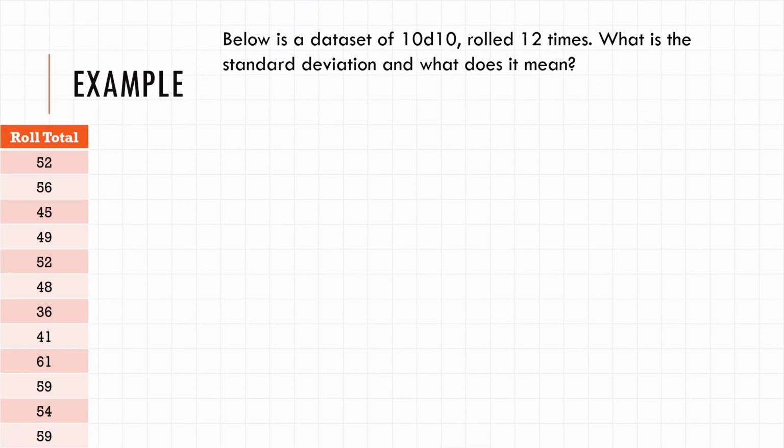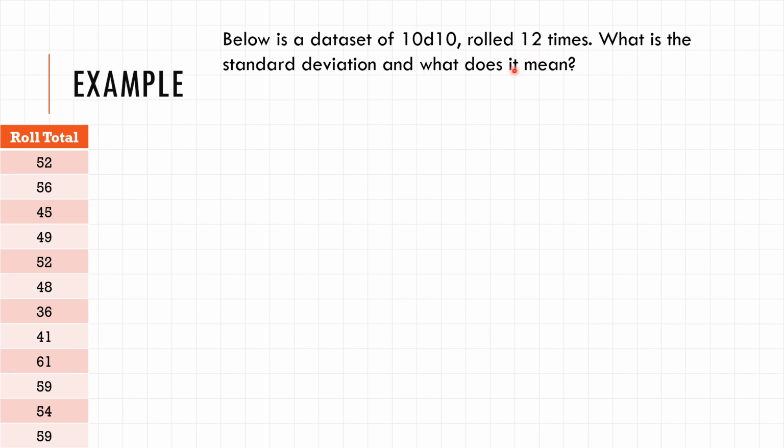Let's look at an example of that. So this is a data set of 10 D10s, so 10-sided dice, 10 of them. If we roll them and we add them up, this is what we get, 52. If we try it one more time, maybe we got 56. So we did this 12 times. What is the standard deviation here? And what does it actually mean?